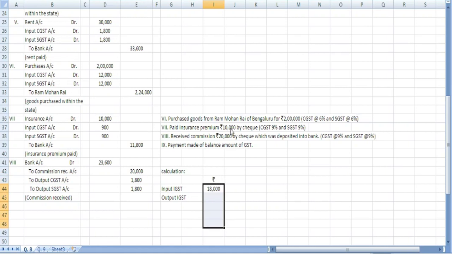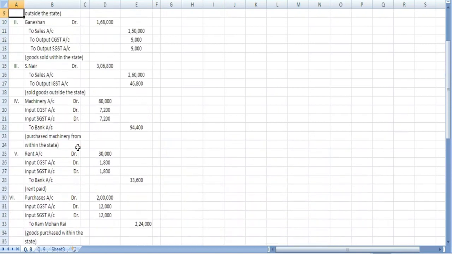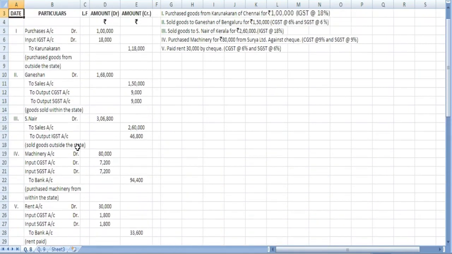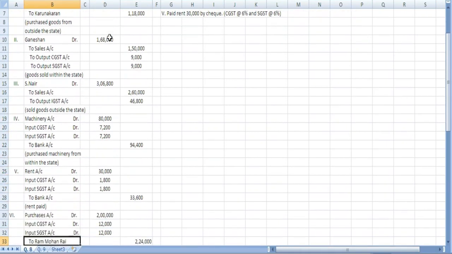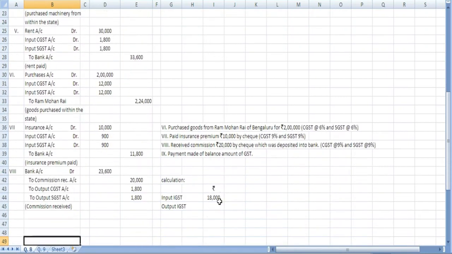Now we'll go and check our output IGST. So our input IGST was 18,000. Now we'll check our output IGST. Here we got output IGST is 46,800. Is there any more output IGST? Let us check. Any more output IGST? No, we don't have.